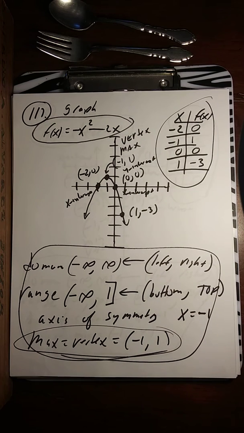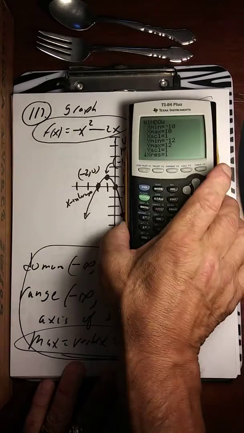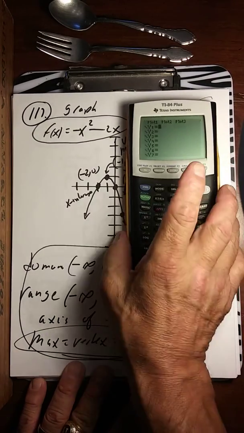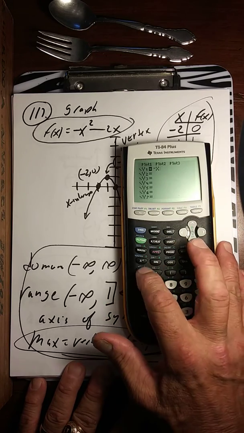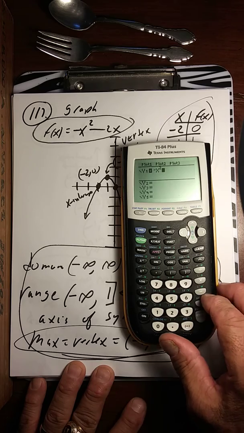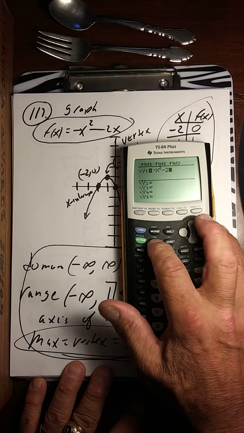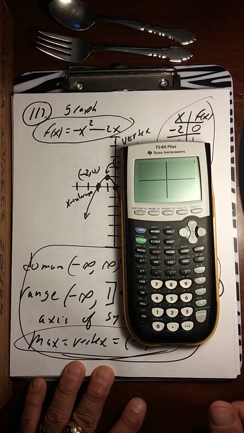Another graph, you just put it in the calculator. We don't want to work the long way. Alright, so Windows, that's fine. Y, we have -x² and minus 2x, and hit graph.